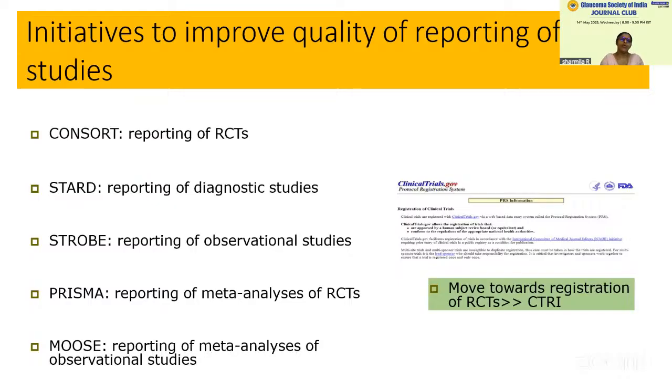And there are also several initiatives taken to improve the quality of reporting of these studies. I think many of you would know about these guidelines. One is the CONSORT, which is Consolidated Standards of Reporting Trials. Then the STARD, which is Standards for Reporting of Diagnostic Accuracy Studies. And there is STROBE, which is reporting of observational studies. There is PRISMA, which is reporting of meta-analysis or surveys. And then MOOSE, which is reporting of meta-analysis of observational studies. So these are different types of reporting of studies.